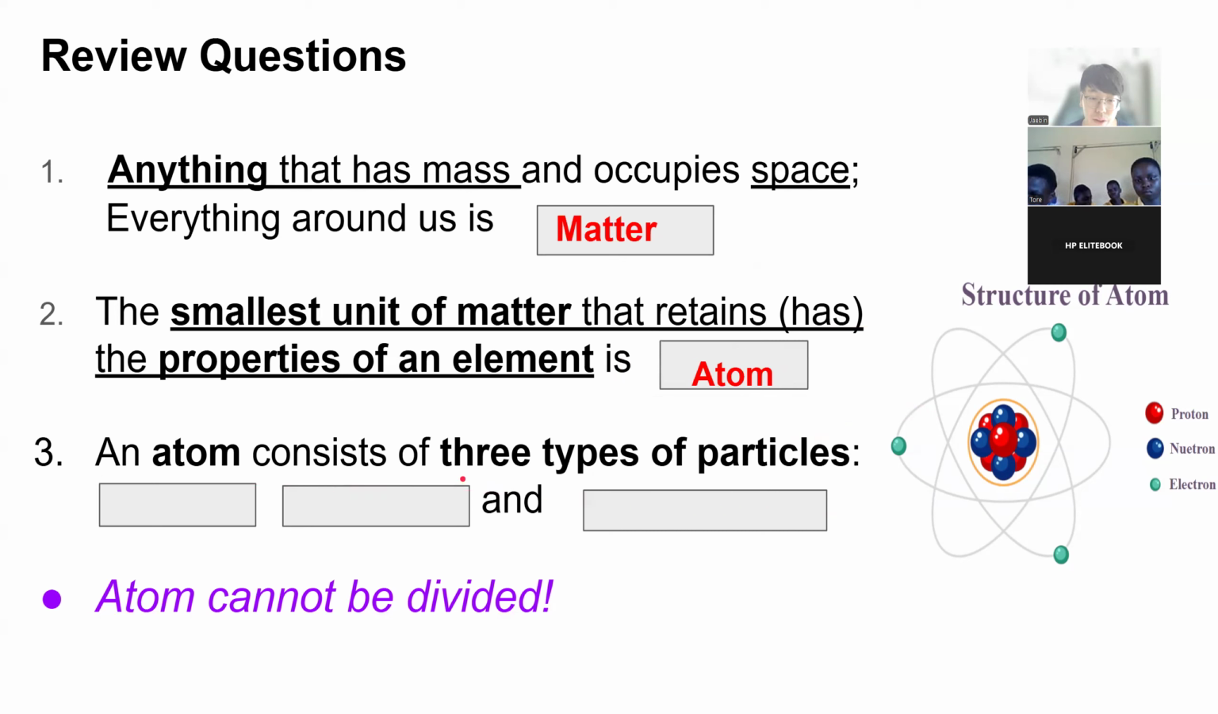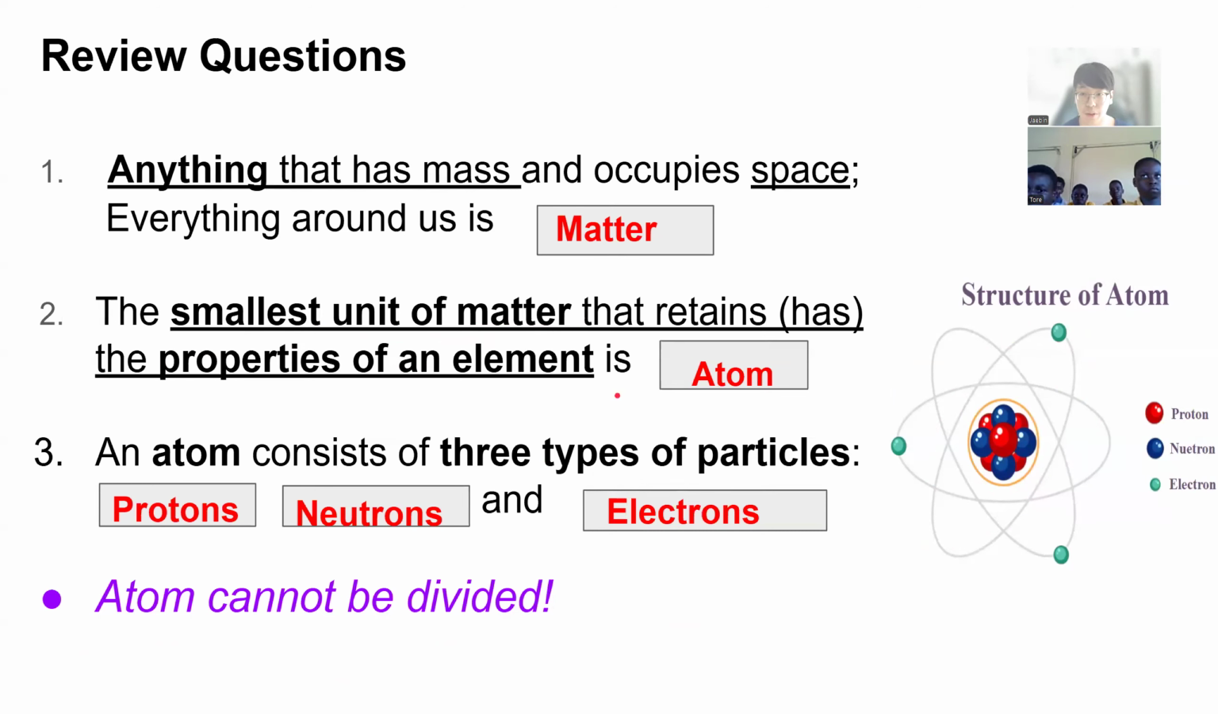And an atom consists of three types of particles. The three particles are protons, neutrons, and electrons. You can see on the right the structure of an atom. You can see protons and neutrons in the center and electrons orbiting around. That is the basic structure of an atom, and atoms cannot be divided because, remember, it's the smallest unit of matter, the smallest possible way that retains the properties of an element.